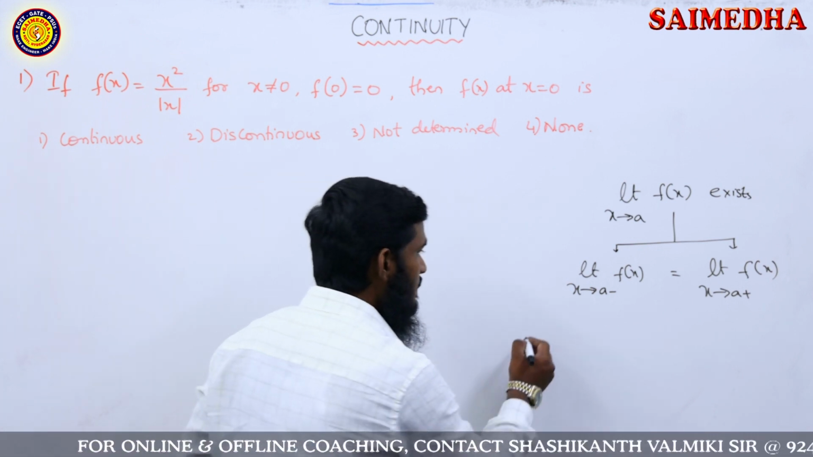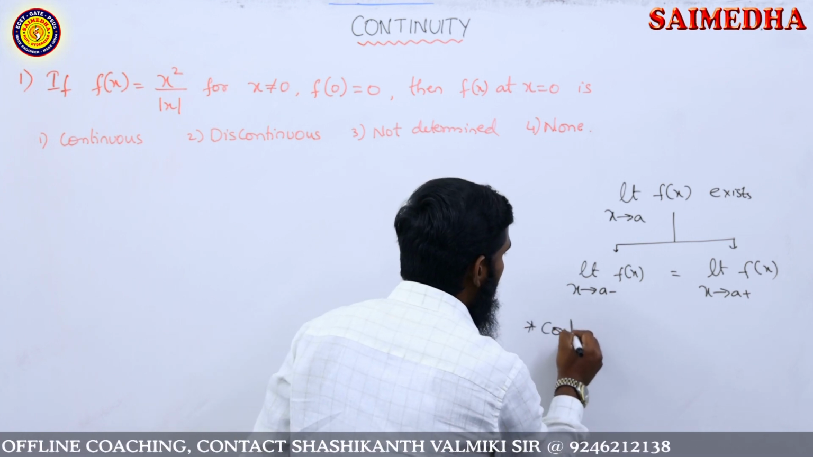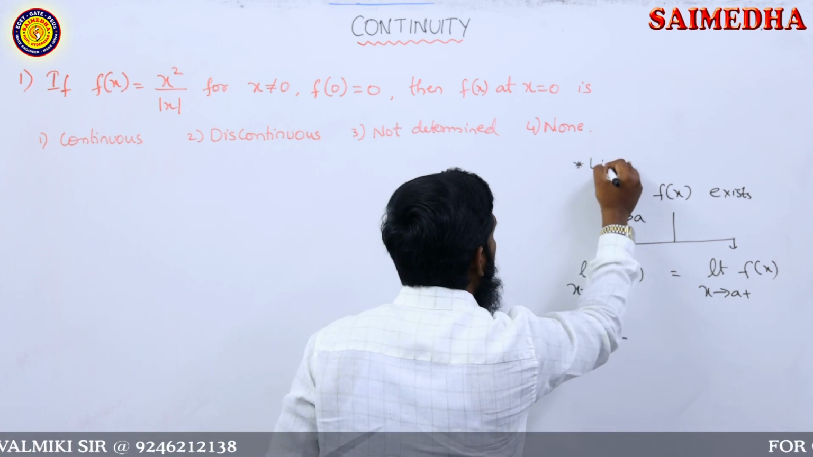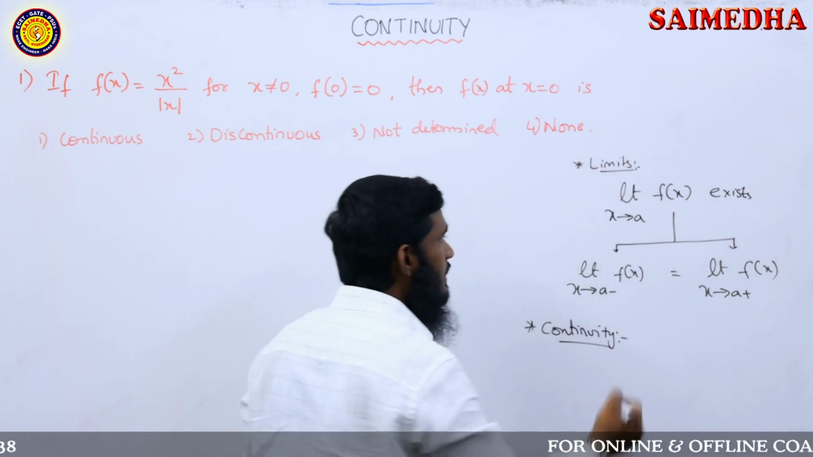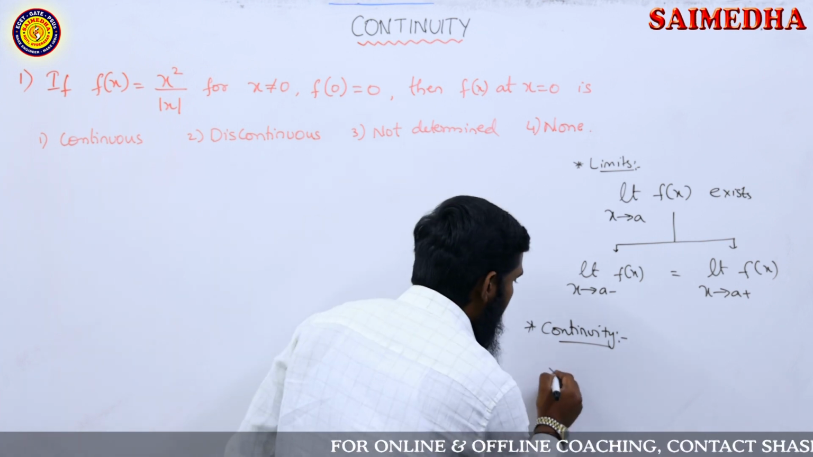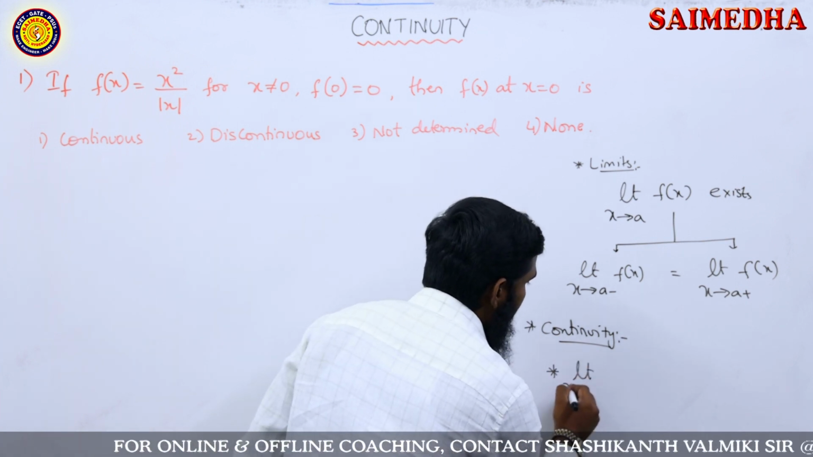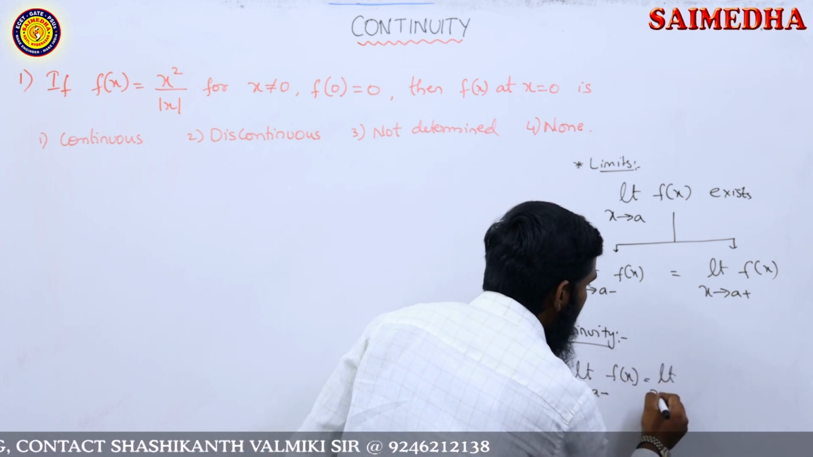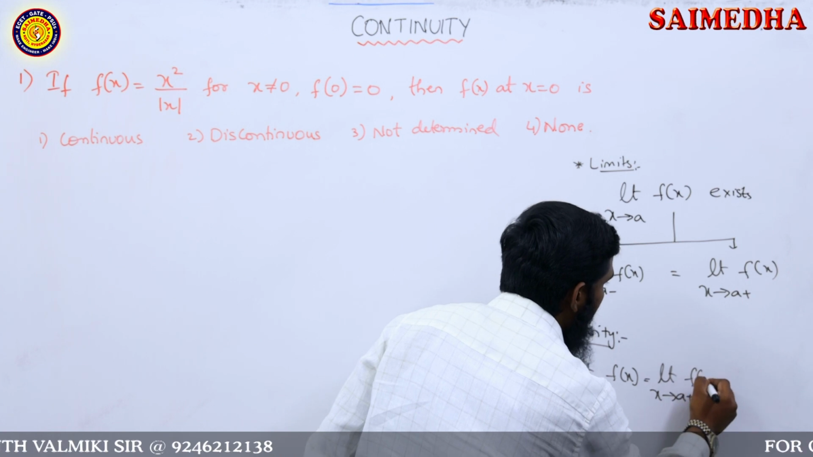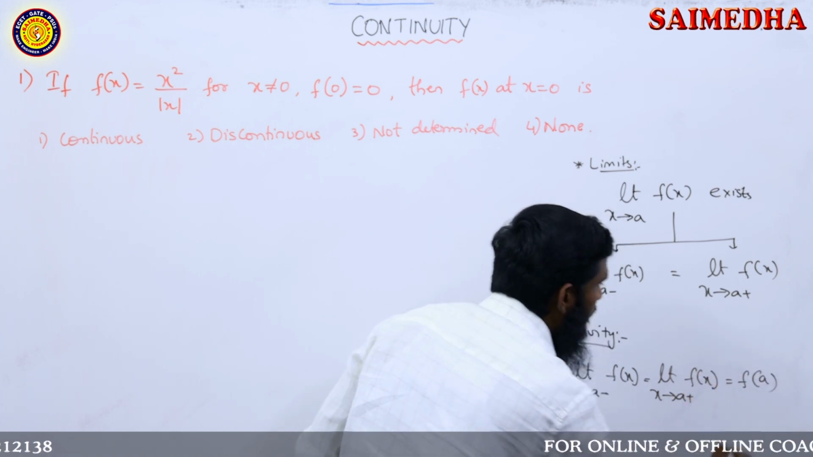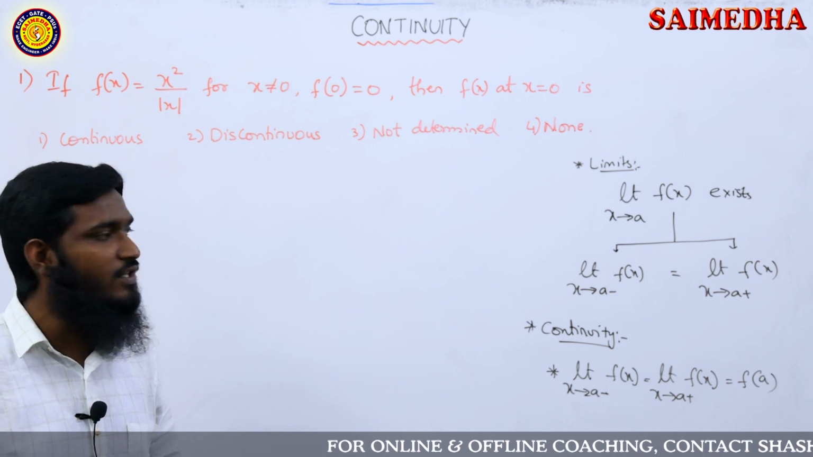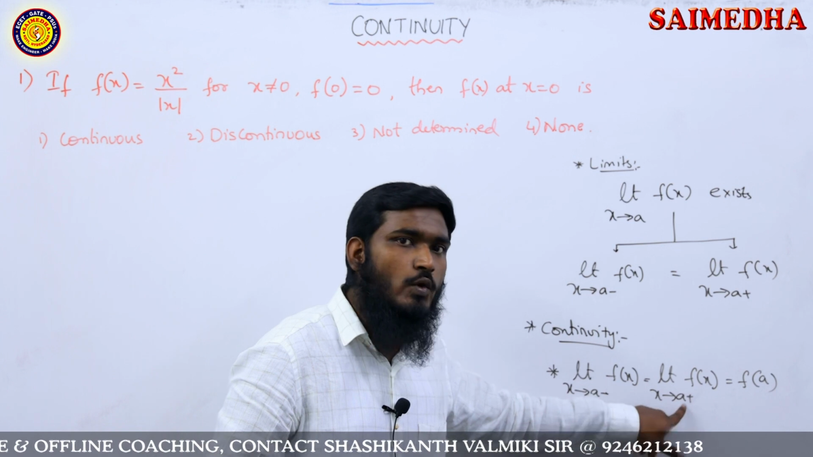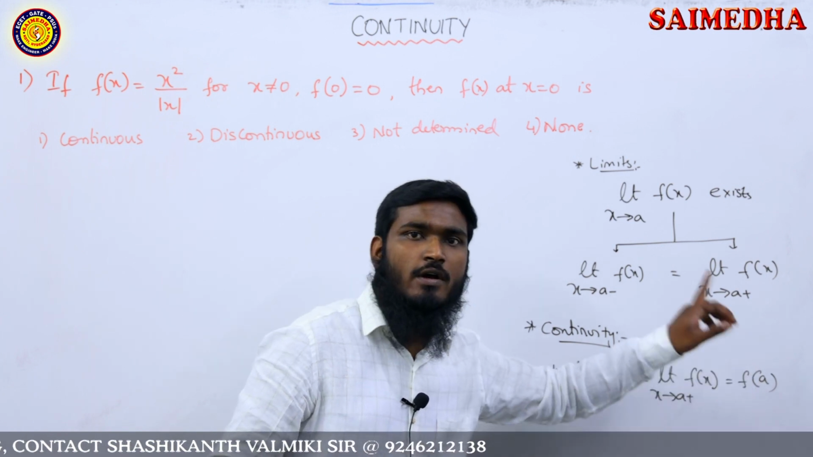Let us see now. So for continuity, and this is for the limits part. For continuity, the condition is limit x tends to a minus f of x equals limit x tends to a plus f of x, which equals f of a. What is the condition for the continuous function? Limit x tends to a minus f of x equals limit x tends to a plus f of x, equals f of a.